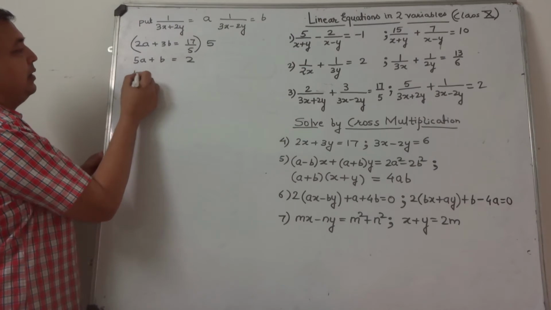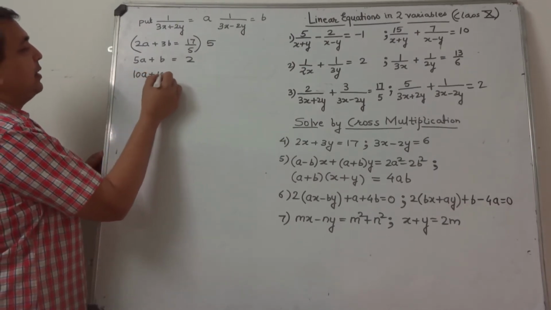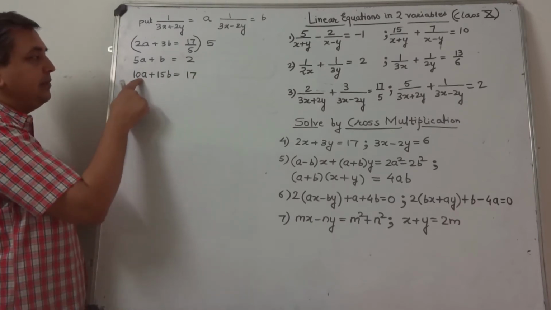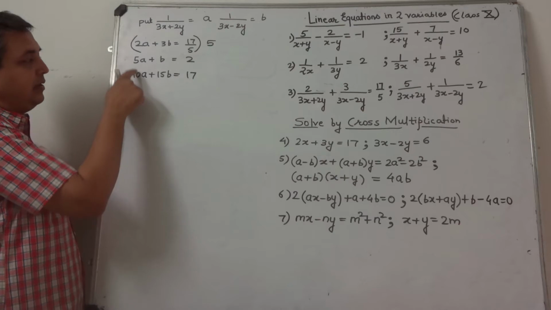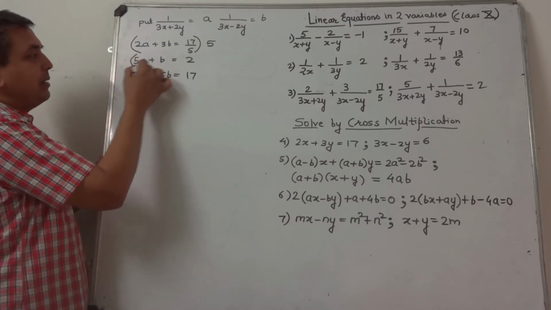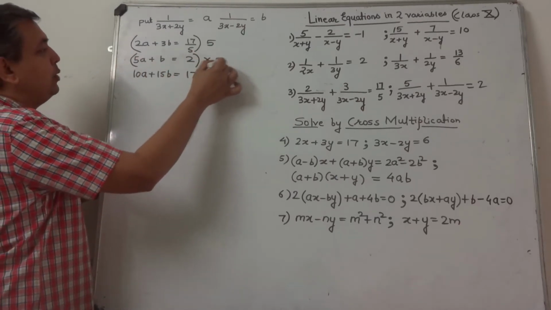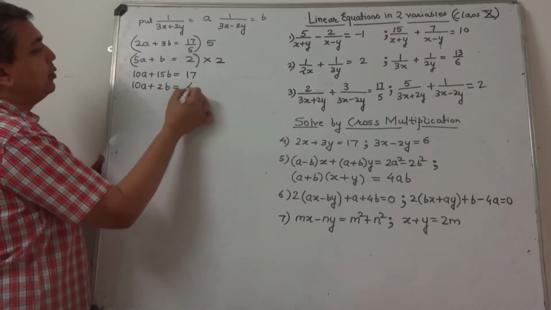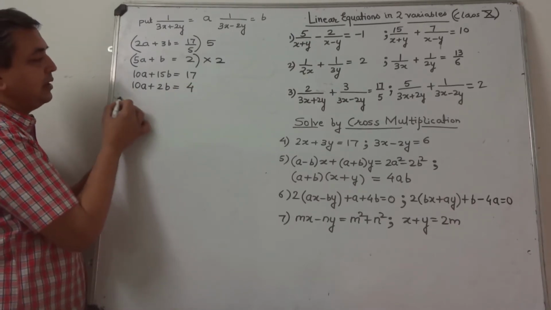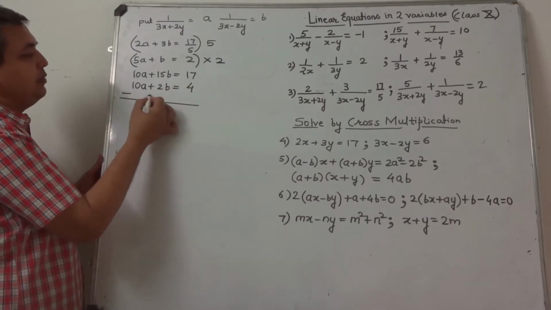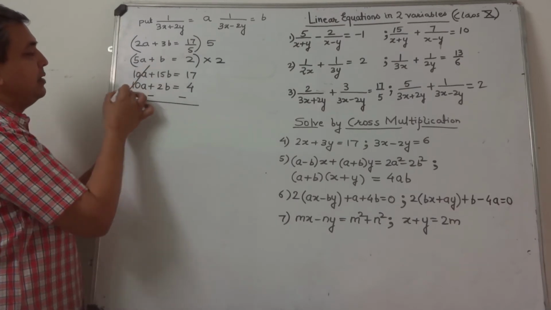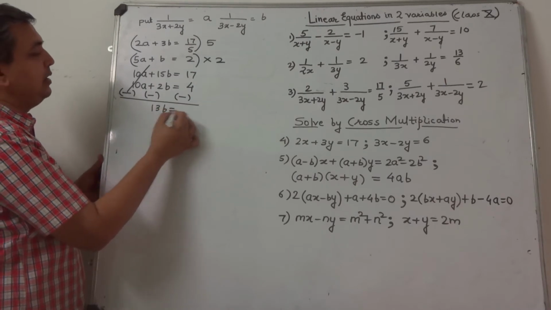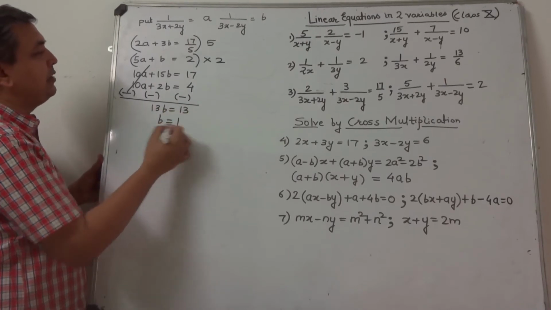So what do we get? 10a plus 15b equal to 17. Now see, this is 10a, this is 5a. We can make the coefficient the same by multiplying this equation by 2, and we get 10a plus 2b equal to 4. Now students, coefficients of a are the same, so we just subtract the two equations. We have to change the signs. 15 minus 2 is 13b equal to 13, and so b equal to 1.